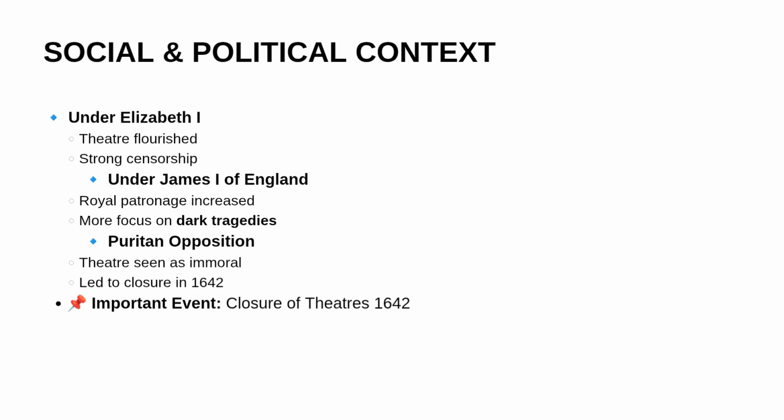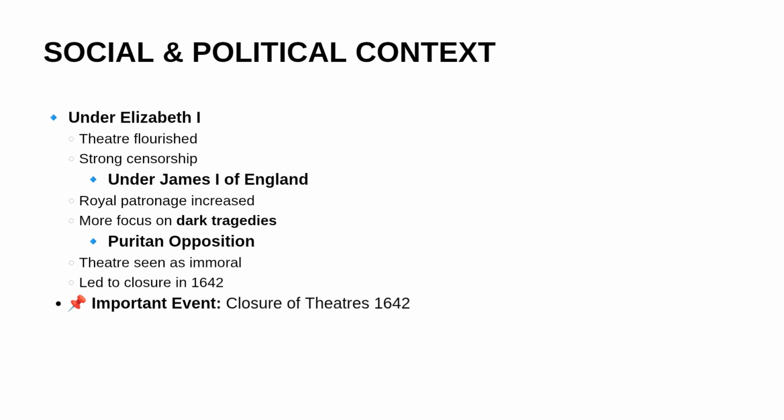Next, under James I of England, royal patronage became stronger during this period. Acting companies, including Shakespeare's, received official support, which gave them prestige and protection. At the same time, there was a noticeable shift in themes. Plays began to focus more on darker elements such as ambition, violence, psychological conflict, and tragedy. This reflects the changing mood of the Jacobean period.